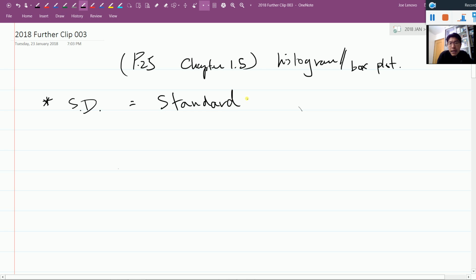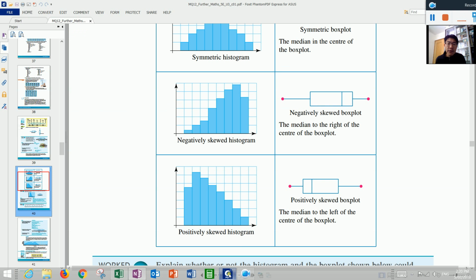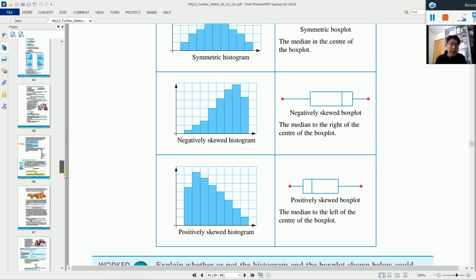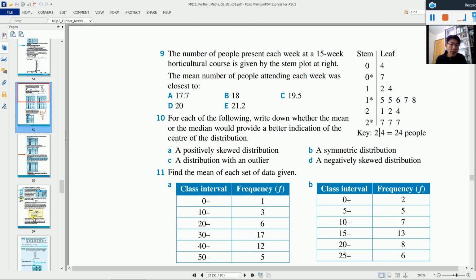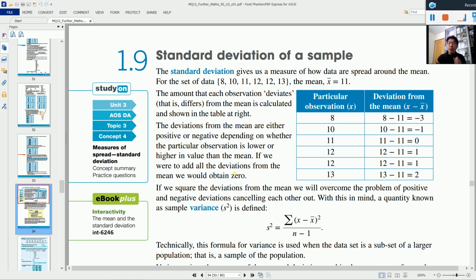Standard deviation. If you need to look at the book, it is on page 54. Just go through pages 52, 53, 54. You will find in 1.9 the standard deviation of a sample. When you look at standard deviation, the term that always comes with it is spread: how closely they spread with one another, or how widely they spread with one another.